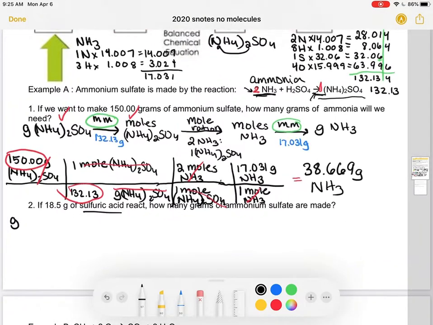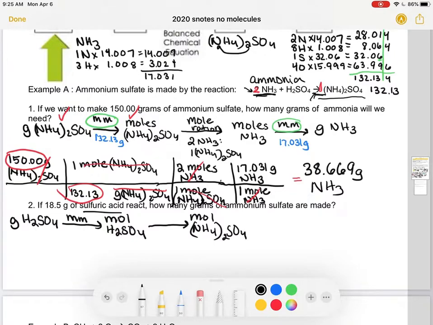Grams of H2SO4. We're going to use its molar mass to determine how many moles of H2SO4 we have. Once we know how many moles of H2SO4 we have, we can determine how many moles of (NH4)2SO4 are made using our mole ratio.